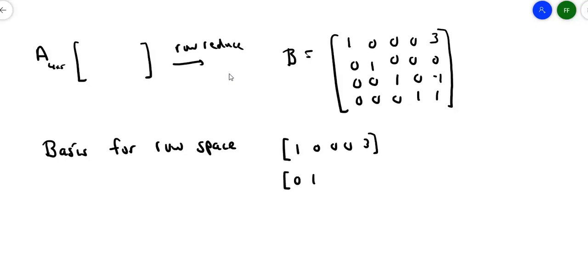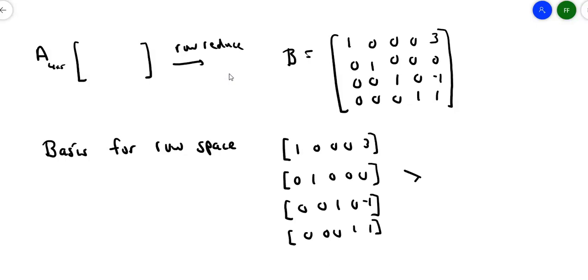I'm looking at 0, 1, 0, 0, 0. I'm looking at 0, 0, 1, 0, negative 1. And I'm looking at 0, 0, 0, 1, 1. Okay, so there are 4 vectors that are in the basis for the row space. None of them are the 0 vector, and none are linear combinations of each other, or scalar multiples. So in this case, the basis for the row space has 4 vectors.